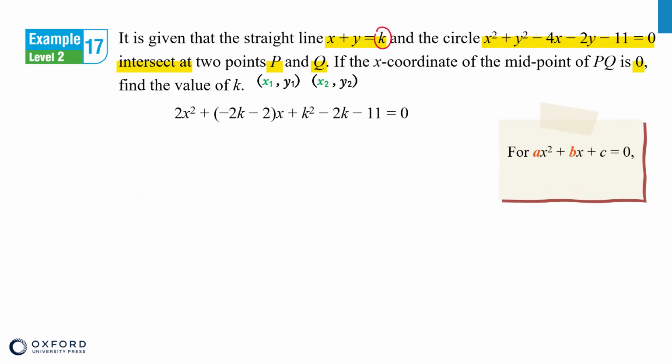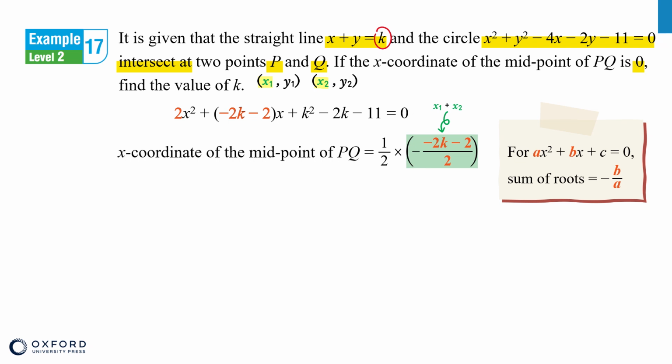Recall that for a quadratic equation ax squared plus bx plus c equals 0, the sum of the roots is negative b over a. So, the sum of the roots of this quadratic equation is negative (negative 2k minus 2) over 2. We've said that this is the sum of the x-coordinates of P and Q. Multiply it by 1/2 to get the x-coordinate of the midpoint of PQ, which is equal to 0. Here we go, we've got an equation in k. 0 is equal to (k plus 1) over 2. Solving it, we find that k is equal to negative 1.